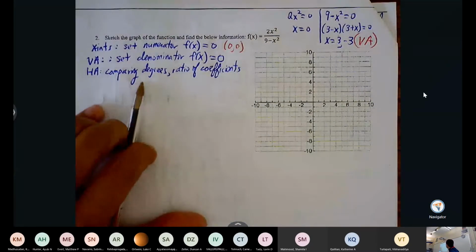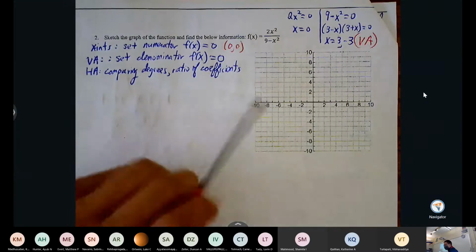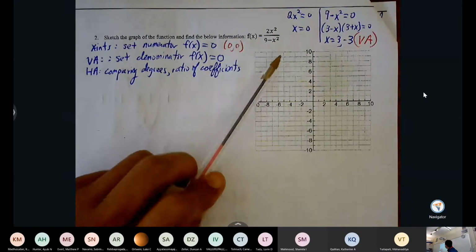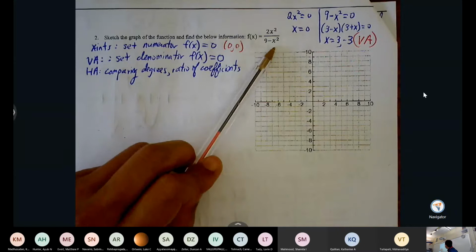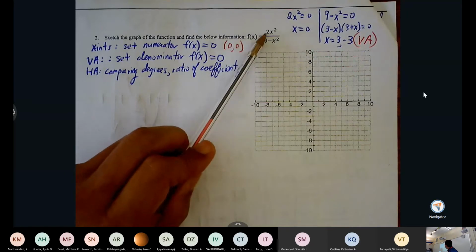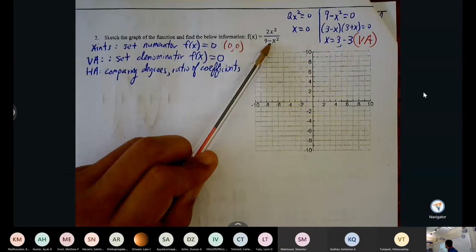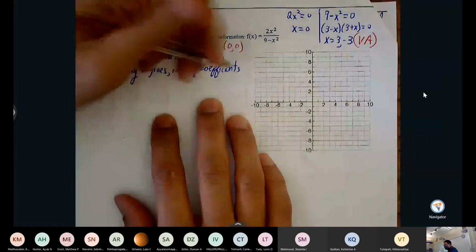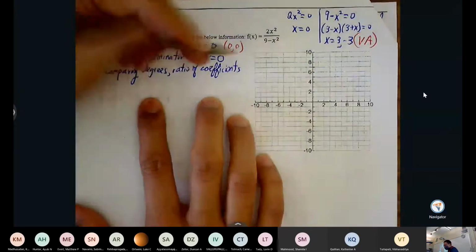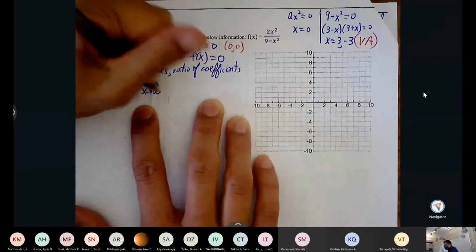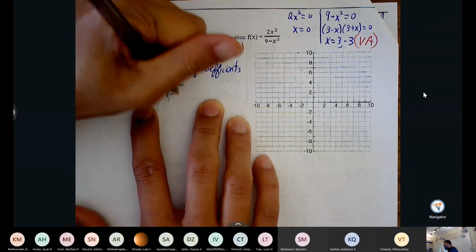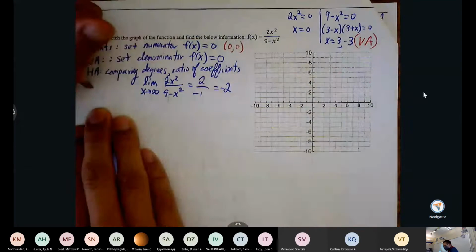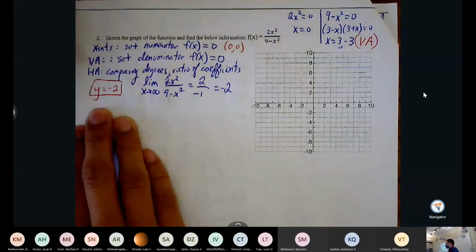And there's one more piece of information, and that is horizontal asymptote. So if I compare degrees, my degrees match. So that means I can take the ratio of the coefficients. What's the ratio of the coefficients here? Well, we look at the, yeah, 2 is in front of the x squared. What's in front of this x squared? -1. So 2 over -1 is -2. So that is our horizontal asymptote location. So essentially we're doing the limit as x approaches infinity of 2x squared over 9 minus x squared. We see that's 2 over -1, which is -2. So that is telling us where our horizontal asymptote is located, y equals -2.